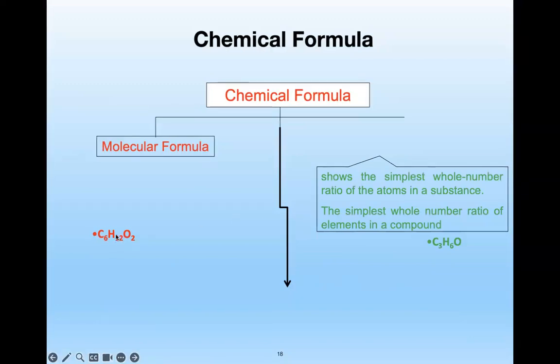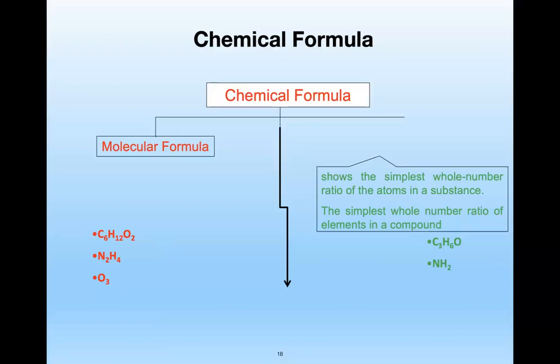If you take one mole of C6H12O2, this is a molecular formula, which means each element has this many atoms. But what is the simplest form of this molecule? The simplest form is C3H6O, half of it. What about N2H4? What do you expect? It will be half of it, NH2. This is the empirical formula, right?